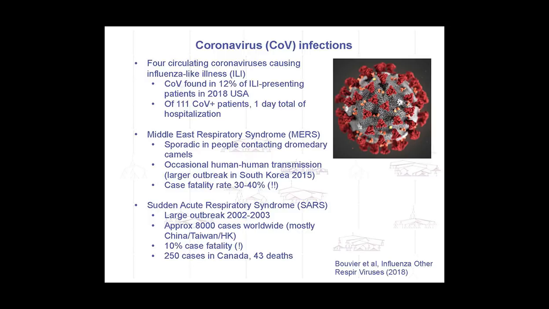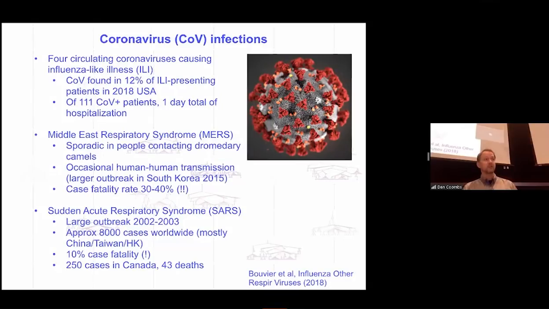On the other hand, there are 2 pretty well-known coronaviruses that are dangerous. The Middle East respiratory syndrome, which is sporadic in people who have contact with dromedary camels and occasionally leads to human-to-human transmission, has a case fatality rate which is 30 or 40%, which is extremely high.